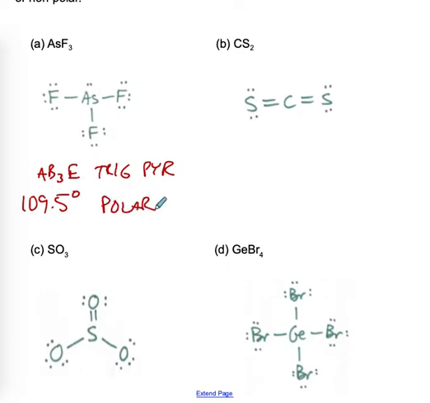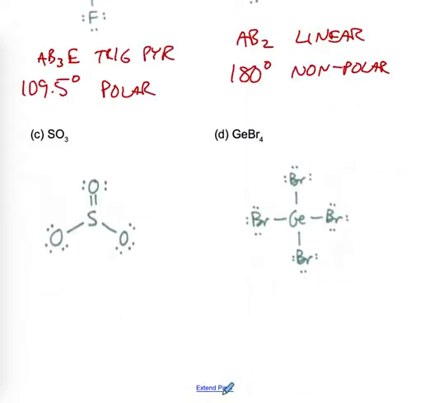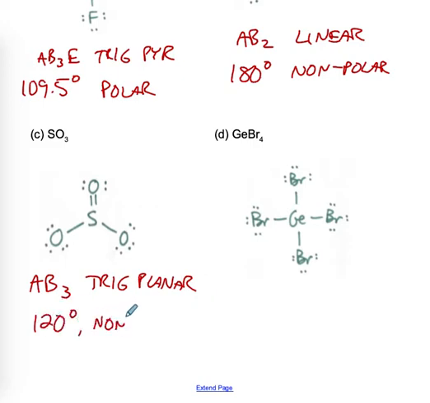Carbon disulfide is an AB2 type molecule, which has a linear geometry, highly symmetric, bond angle of 180 degrees, so nonpolar. Sulfur trioxide, SO3, is an AB3 type molecule, which therefore is trigonal planar with bond angles of 120 degrees, highly symmetrical, so nonpolar.